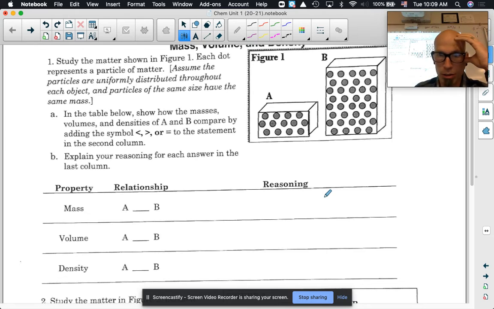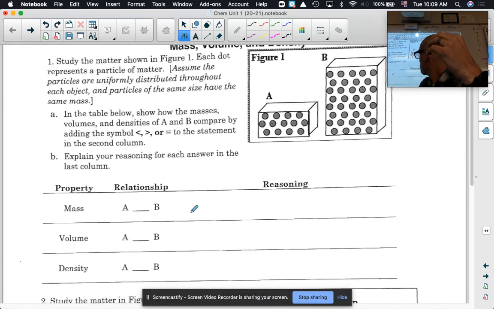And I hope this actually is going to work. My board has been acting up. My pens have been screwed up. Anyway. Where was I? Oh, yeah.